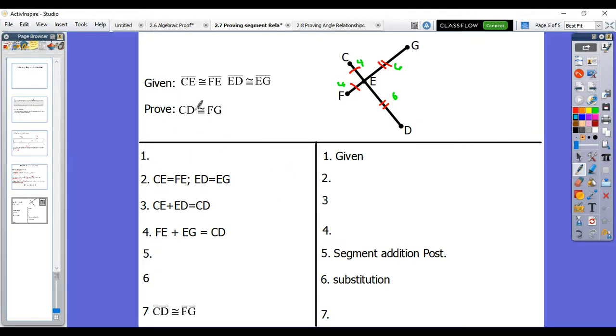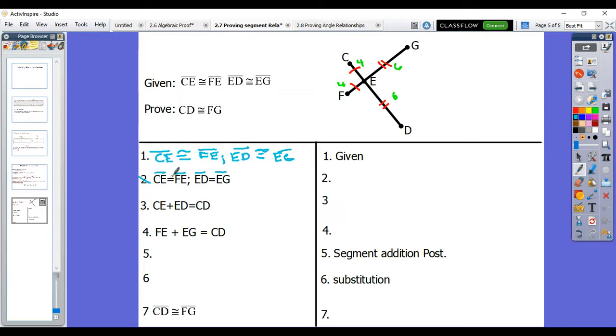So we always start with the given statement. We'll start with that. Segment CE is congruent to FE, and you can put them both on the same line. Colon, ED is congruent to EG. Okay, that is given information. Now, like we said earlier, we're saying that CE is congruent to FE. This should have lines over them.